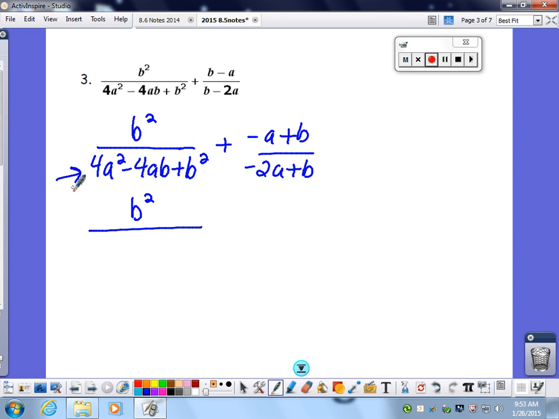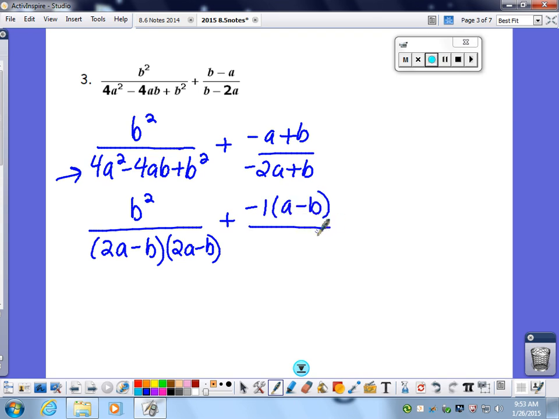Take a moment, factor that. So I'm just going to make it 2a minus b, 2a minus b. Plus, here my lead factor is negative, so I'm going to factor out a negative 1, which leaves me with a minus b. Here again, my bottom expression, I need to factor out a negative 1, which leaves me with 2a minus b.